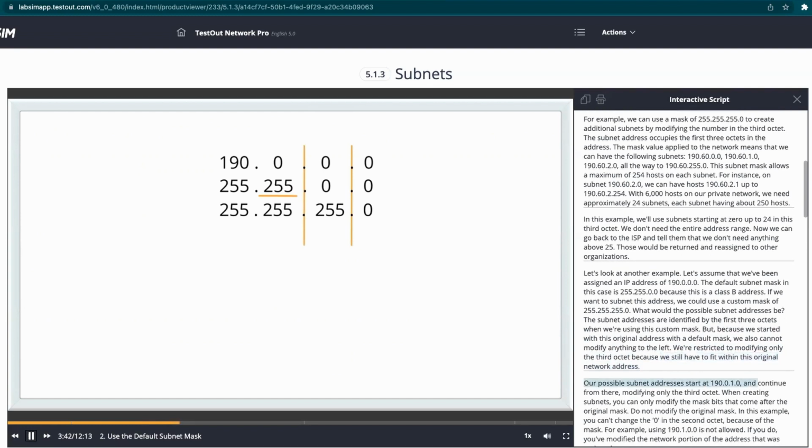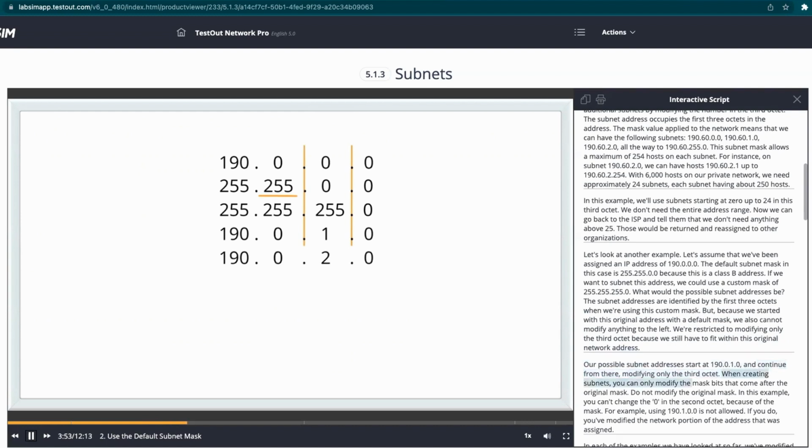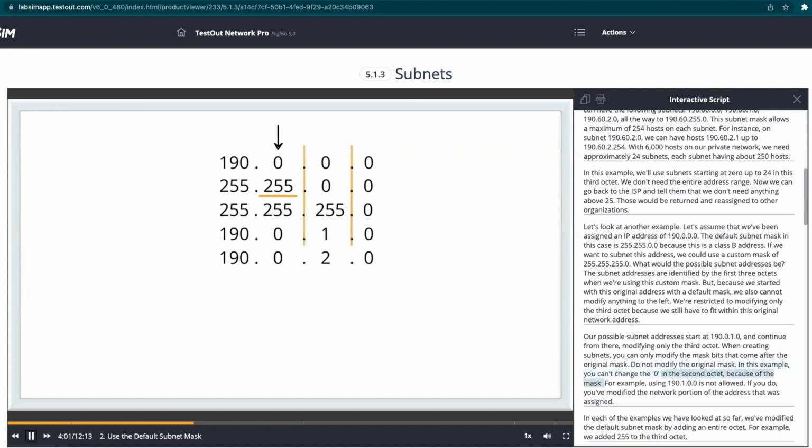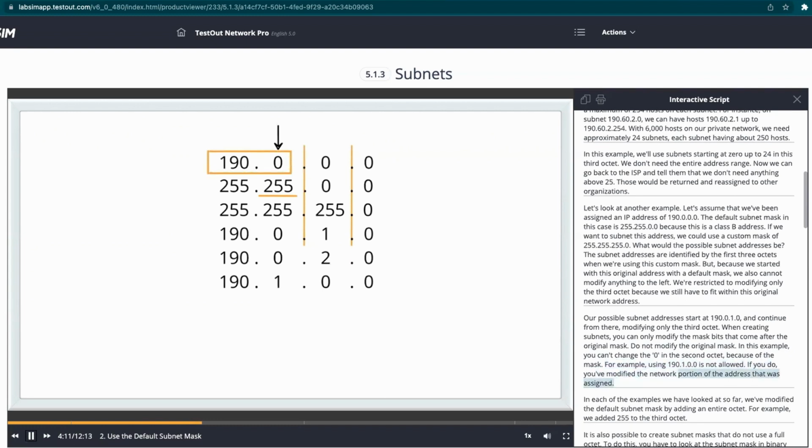Our possible subnet addresses start at 190.0.1.0 and continue on from there, modifying only the third octet. When creating subnets, you can only modify the mask bits that come after the original mask. Do not modify the original mask. In this example, you can't change the 0 in the second octet because of the mask. For example, using 190.1.0.0 is not allowed. If you do, you've modified the network portion of the address that was assigned.